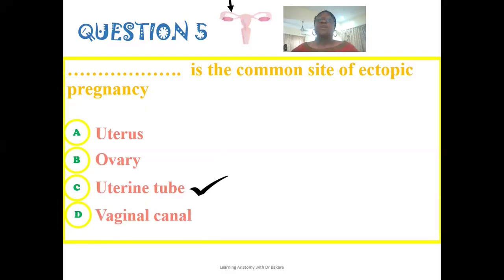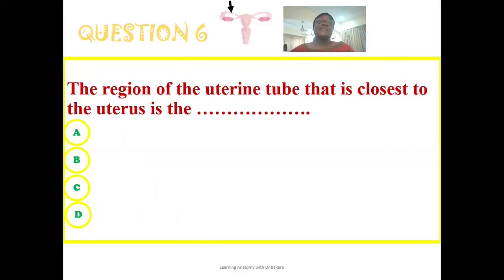So let's go to the sixth question, and this reads that the region of the uterine tube that is closest to the uterus is the dash. We know that the uterine tube is also related to the uterus.